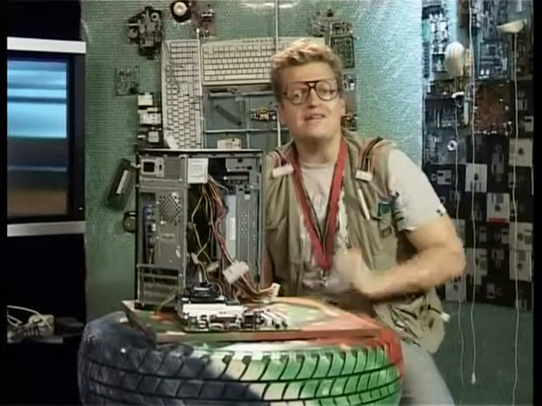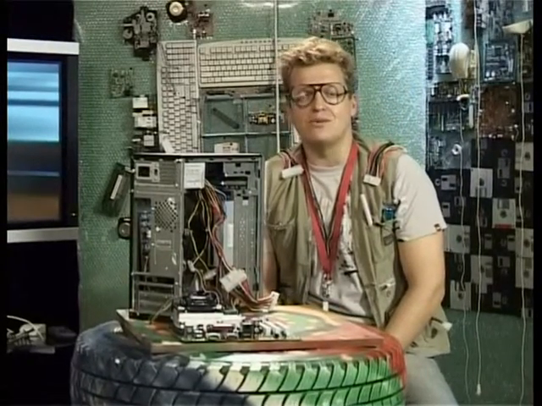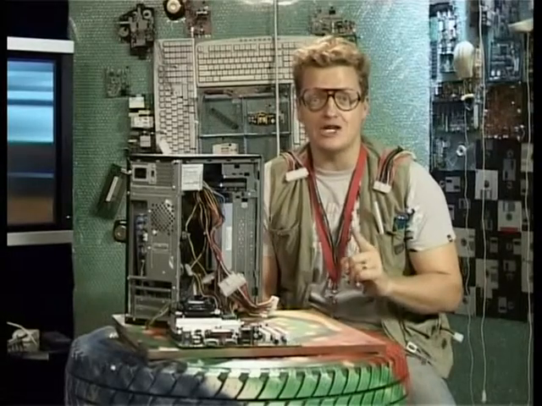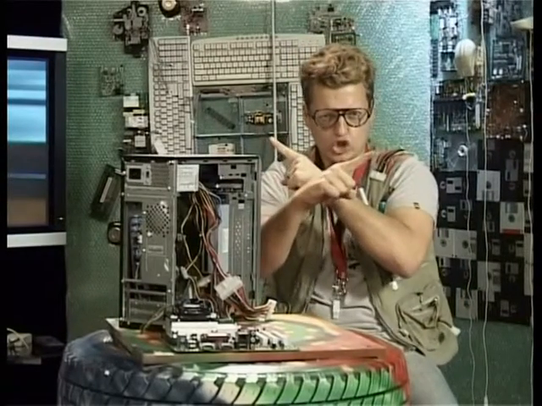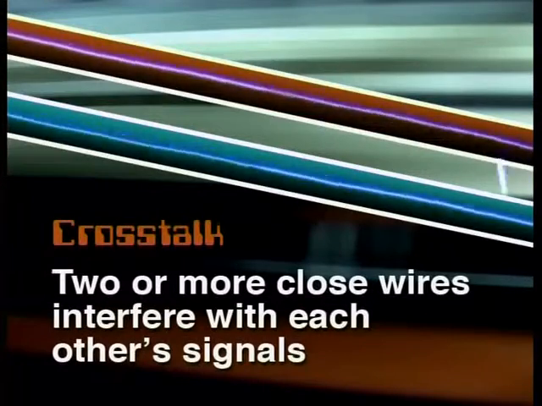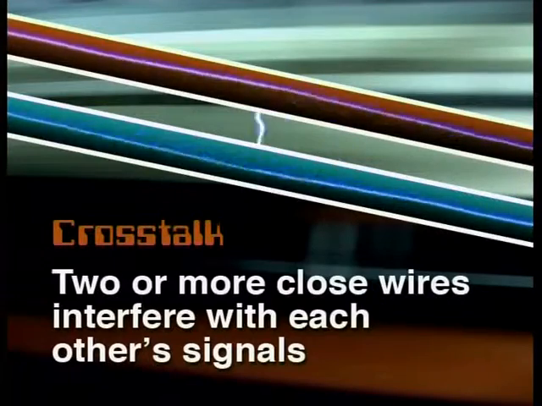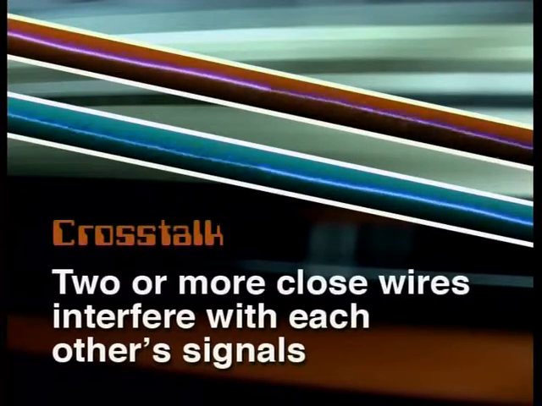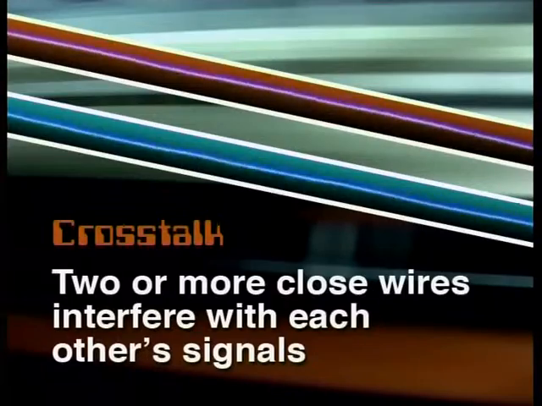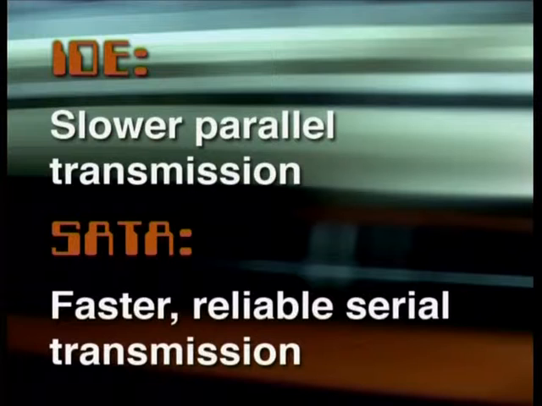So, why did they bother to improve on what was already available? Well, the problem with parallel communication is a thing called crosstalk. Crosstalk is when two or more electrical wires lying very close together interfere with each other's current or signal. This can cause data to be lost or corrupted. Now, the race was on to improve the speed of serial communication, and the clear winner was serial ATA, or SATA. Now, SATA technology transfers data a lot faster than IDE, and it's a lot more reliable.